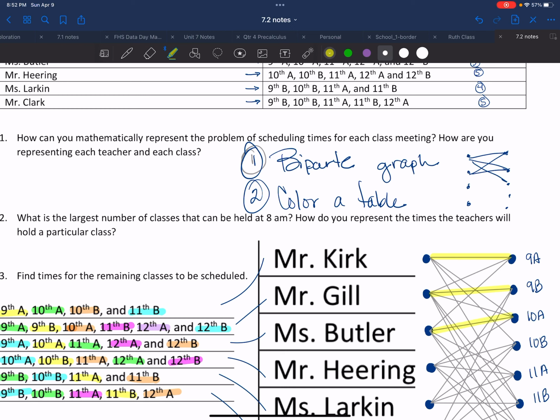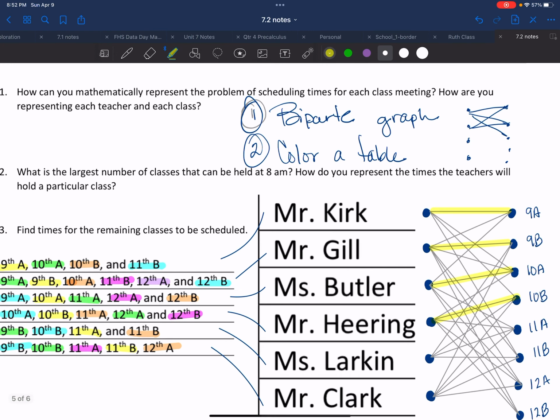And then Mr. Herring is going to pull the 10B group at that time. And then Mr. Larkin is going to do 11A. And then Mr. Clark is going to do 11B. And we'll let the seniors start off at a different time, right? So that would be an example of what our edge coloring starts to look at.